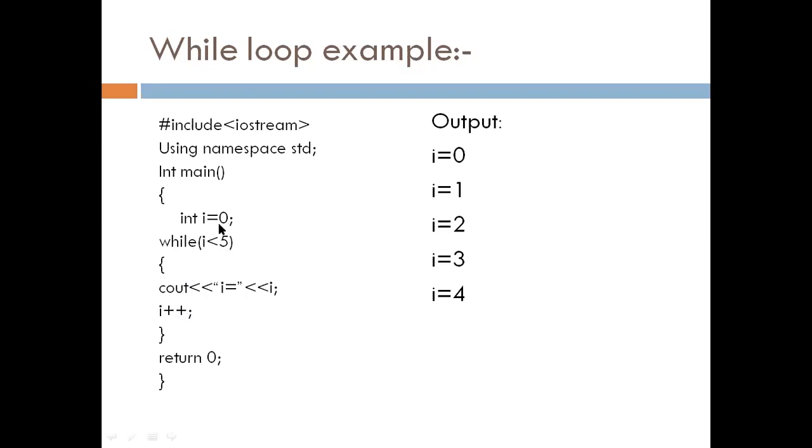Initially I is initialized to 0, it checks the condition: 0 is less than 5, yes, so it displays I is equal to 0. Then it increases the value of I by 1, checks the condition 1 is less than 5, yes, so it displays I equals 1, then I equals 2, I equals 3, I equals 4. Then I plus plus, now the value of I becomes 5. It checks whether 5 is less than 5. The condition is false, so it exits from this while loop. Control goes here, where there is the return 0 statement, so the program terminates. The output of this program is the value of I from 0 to 4.